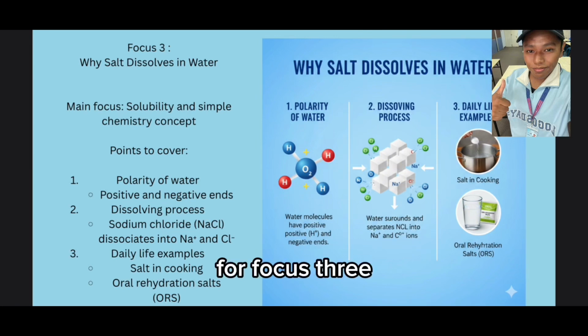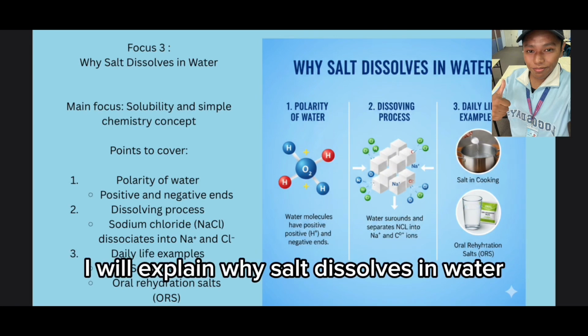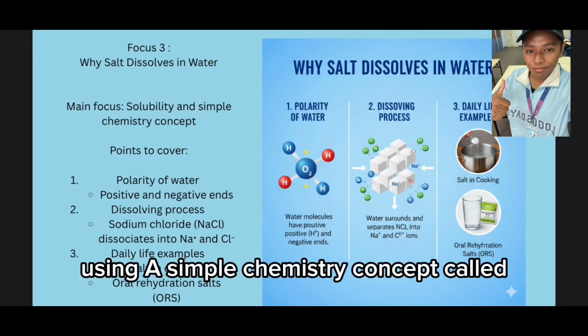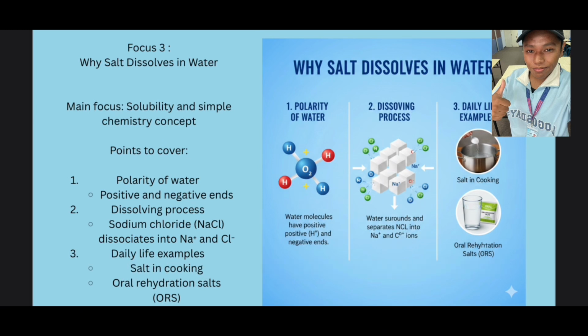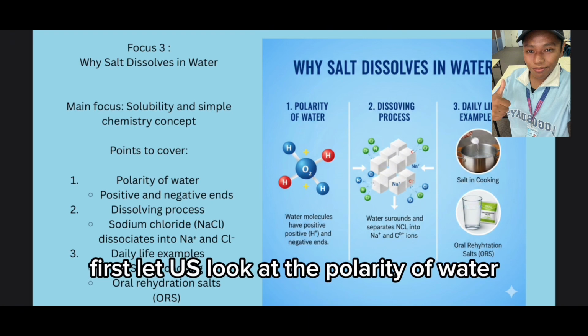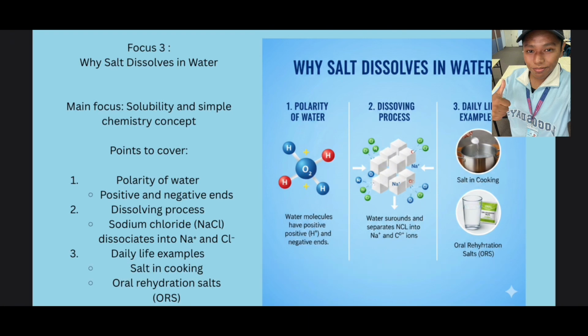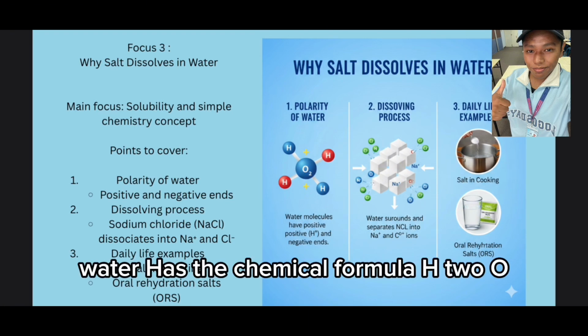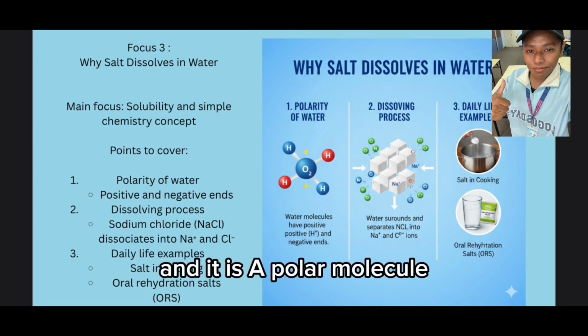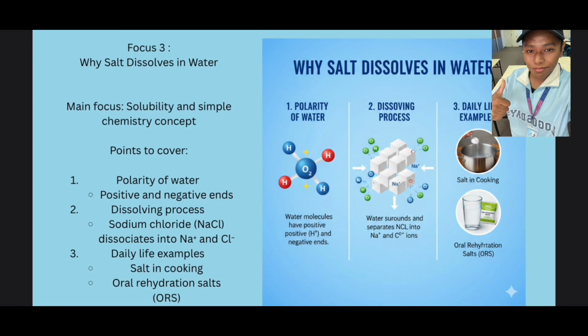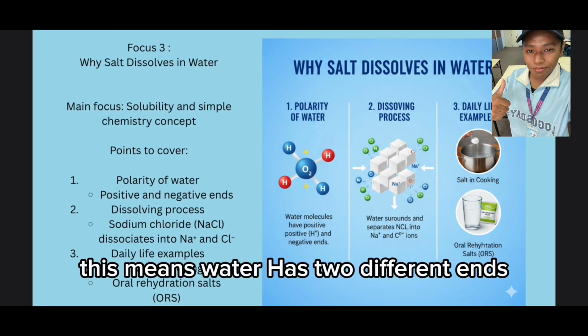For focus 3, I will explain why salt dissolves in water using a simple chemistry concept called polarity and solubility. First, let us look at the polarity of water. Water has the chemical formula H2O and it is a polar molecule. This means water has two different ends.